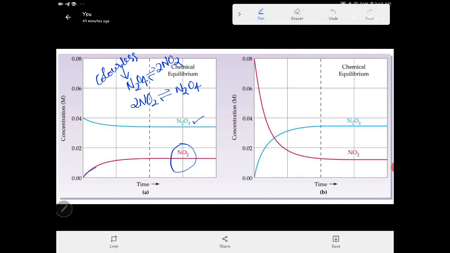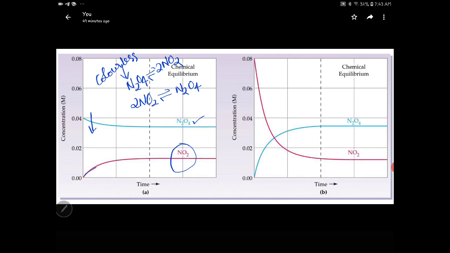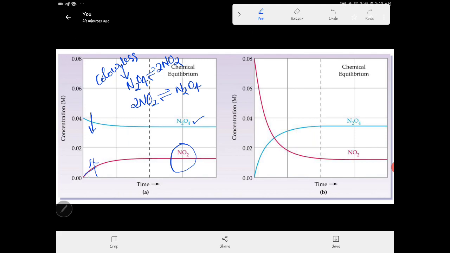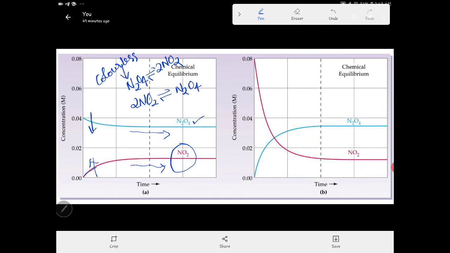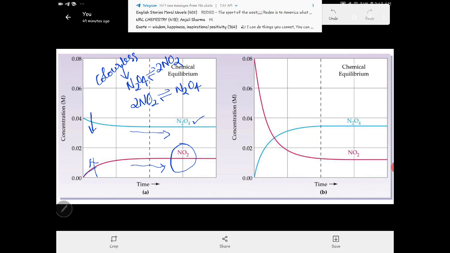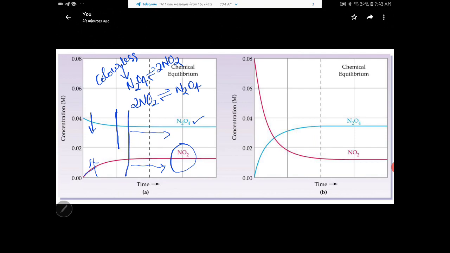And here you could see that the N2O4 concentration is decreasing and the NO2 concentration is increasing, and after that it becomes a straight line. What does it mean? The molar concentration of N2O4 and the molar concentration of NO2 are not getting changed after this instant.